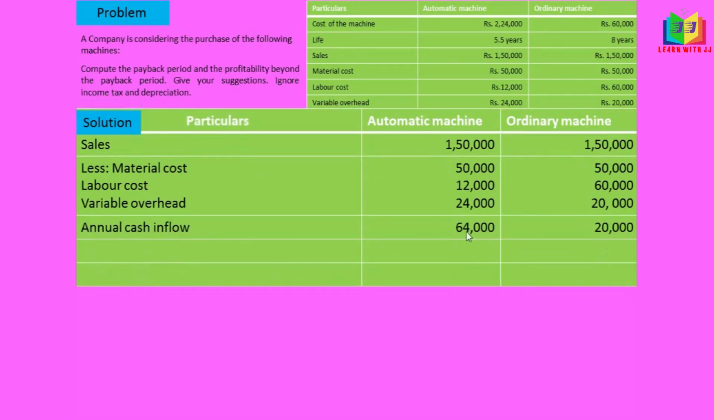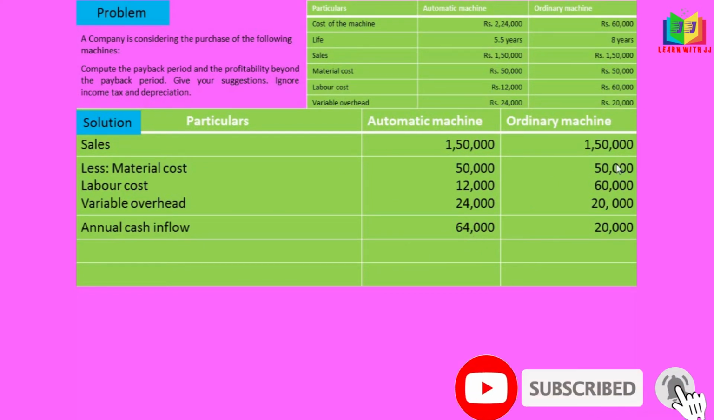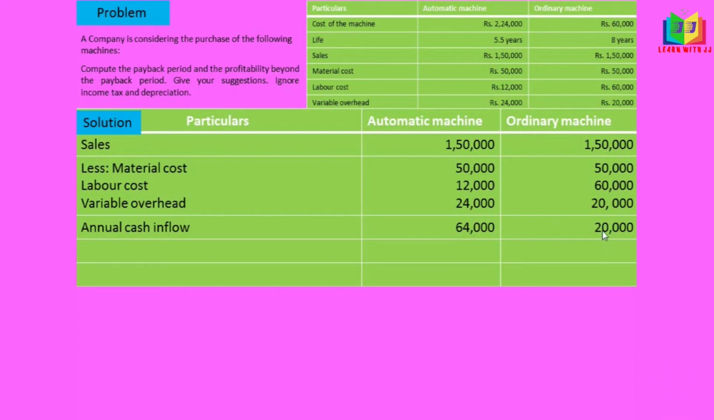Now see, I have written the annual cash inflow. We can straight away write this annual cash inflow, because we don't have income tax and depreciation in this problem. In order to understand, I did as per the format. We have to calculate the payback period, and the formula to calculate this payback period is cost of the machine divided by the annual cash inflow. The cost of the machine is 2,24,000 and annual cash inflow is 64,000 for automatic machine, and for ordinary machine the cost is 60,000 and annual cash inflow is 20,000.